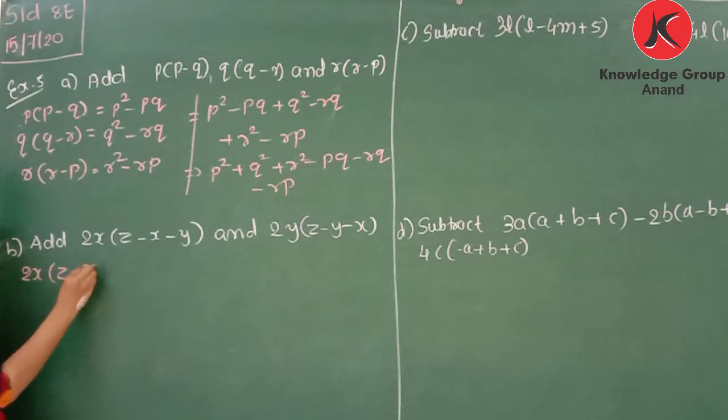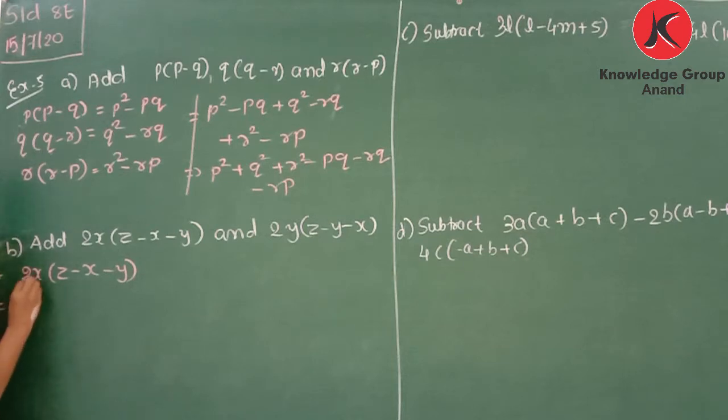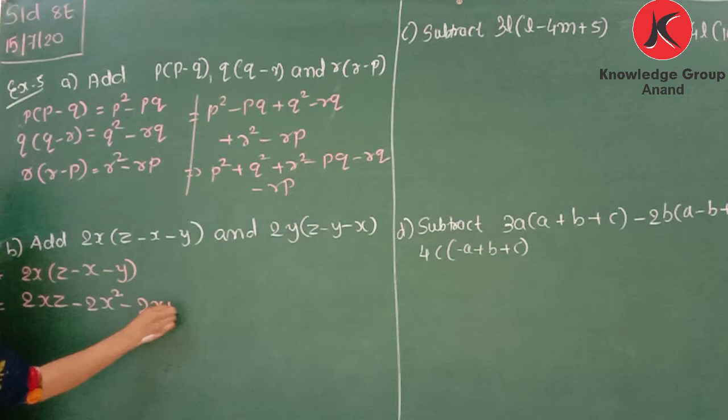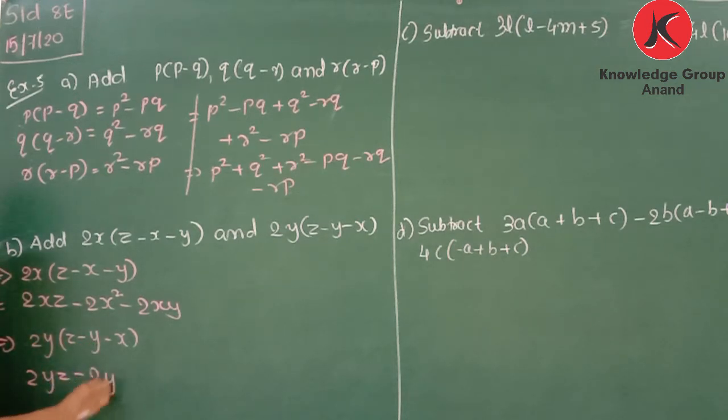2x(z minus x minus y). Here 2x into z becomes 2xz, 2x into minus x becomes minus 2x square, and 2x into minus y becomes minus 2xy. Now for the next one, 2y into bracket (z minus y minus x). 2y multiplied with z becomes 2yz, 2y multiplied with minus y becomes minus 2y square, and 2y multiplied with minus x becomes minus 2xy.